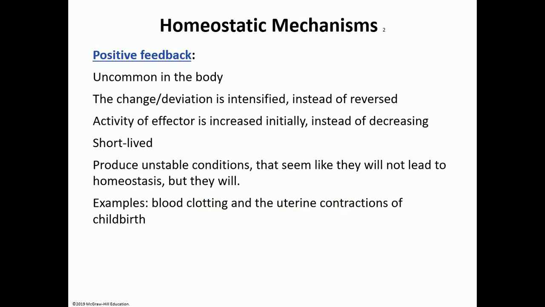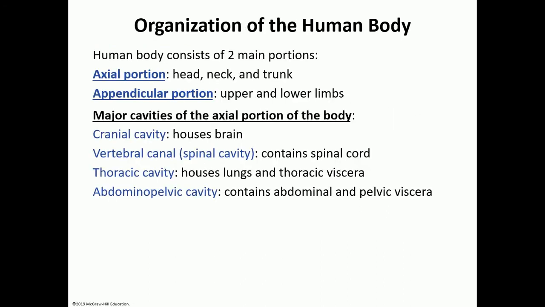Now, how do we organize the human body? Okay, so in anatomy, there are all these different terms that we're going to be using, and we want to familiarize ourselves with these different terms. So the human body is made mainly of this axial portion, so the axis, the head, neck, and trunk. And then we have these appendices, so the appendicular portion, the upper and the lower limbs.